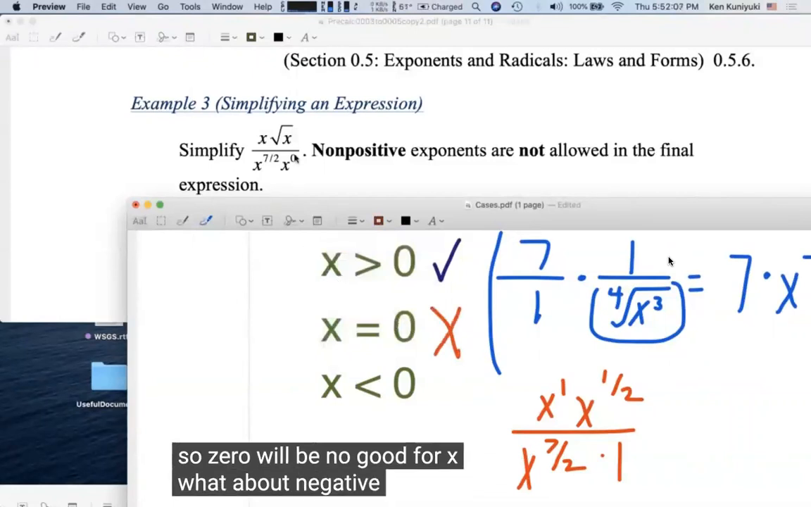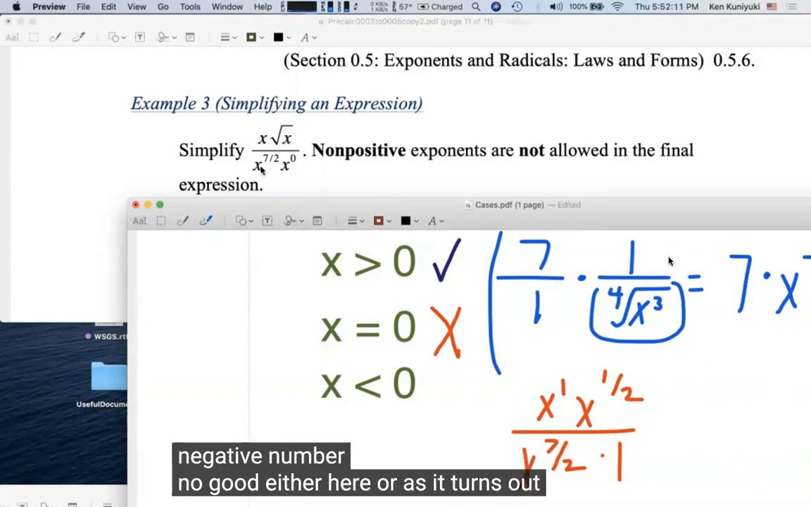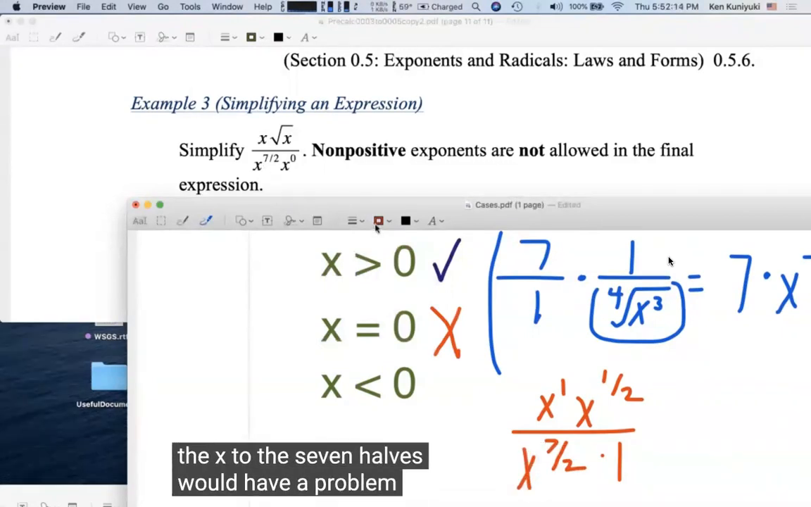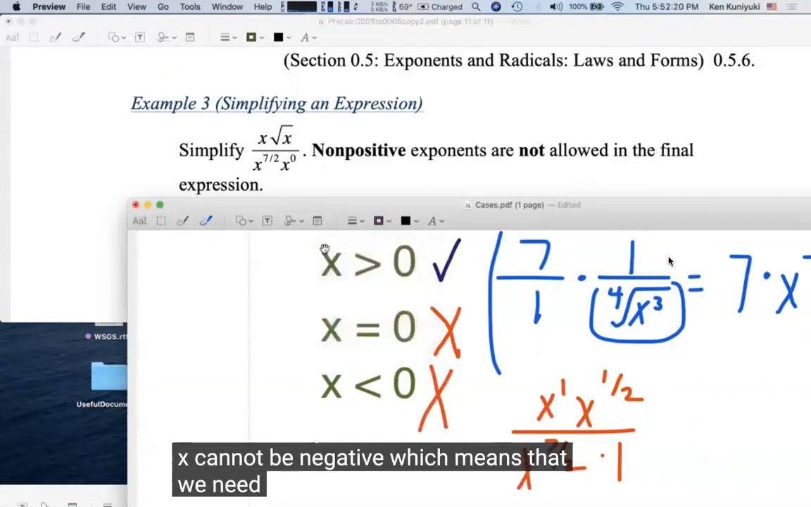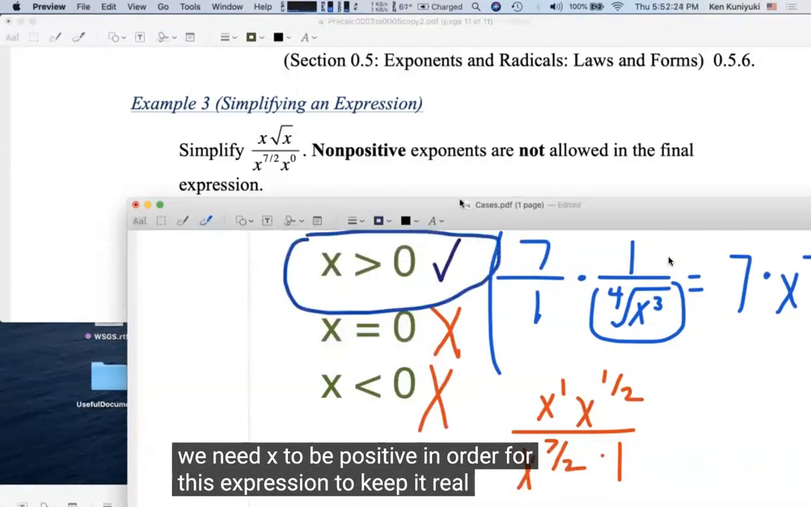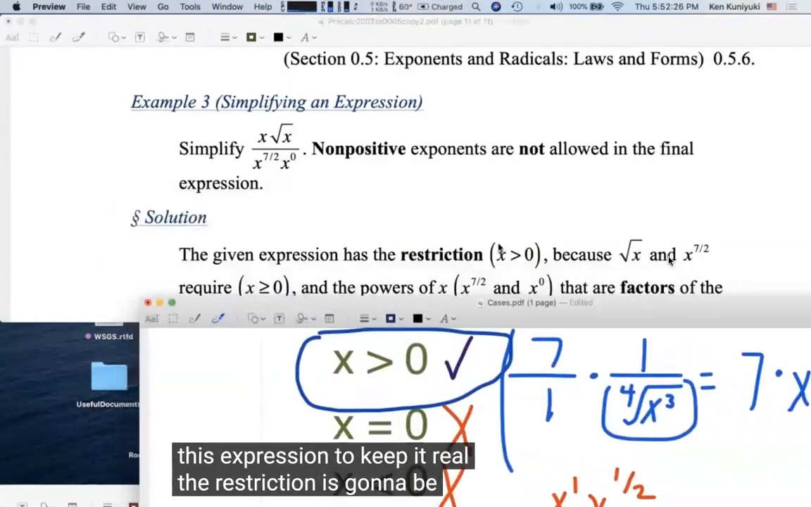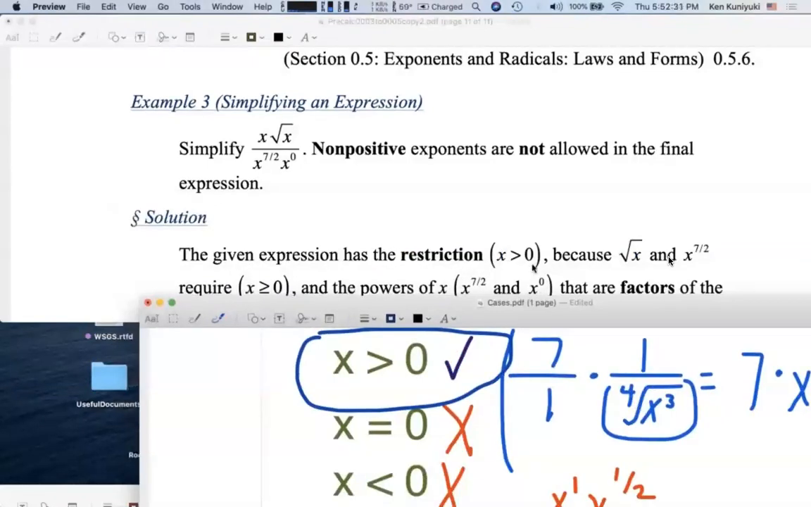What about negative? Square root of a negative number, no good. Either here or, as it turns out, the x to the 7 halves would have a problem with that also. So x cannot be negative, which means that we need x to be positive in order for this expression to keep it real. The restriction is going to be x has to be positive. Okay.